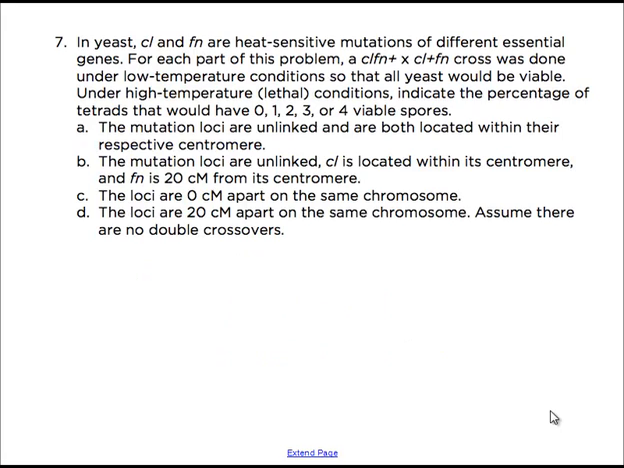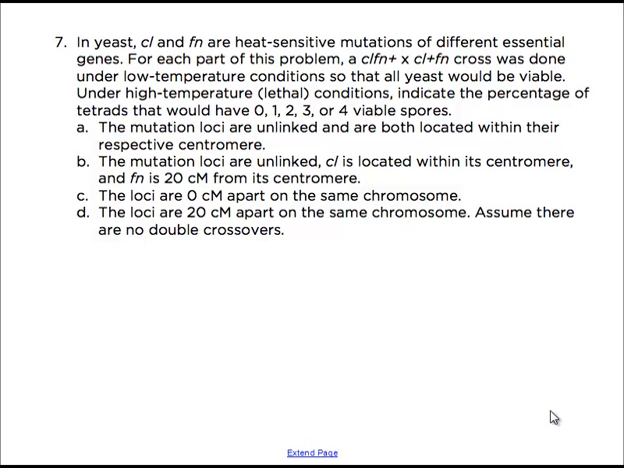Let's take a look at question 7. In yeast, CL and FN are heat-sensitive mutations of different essential genes. For each part of this problem, a CL FN plus times CL plus FN cross was done under low temperature conditions so that all yeast would be viable. Under high temperature, lethal conditions, indicate the percentage of tetrads that would have 0, 1, 2, 3, or 4 viable spores.